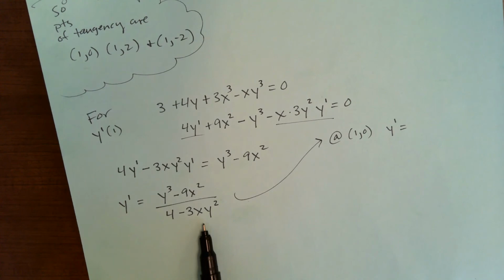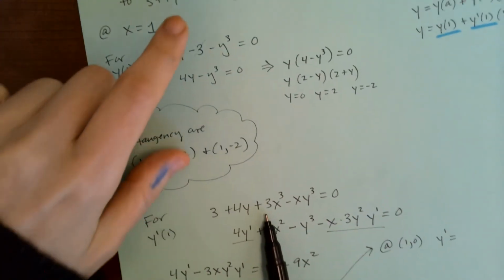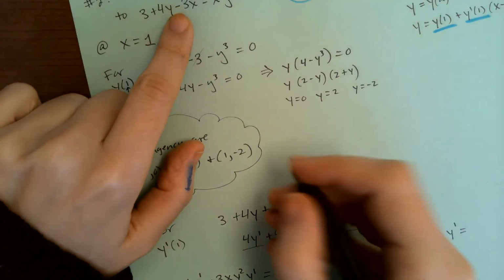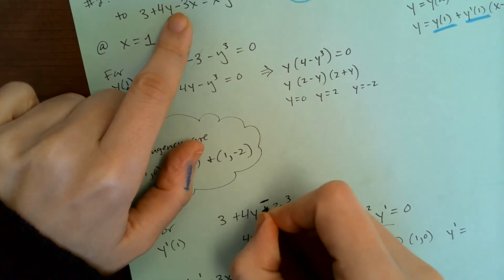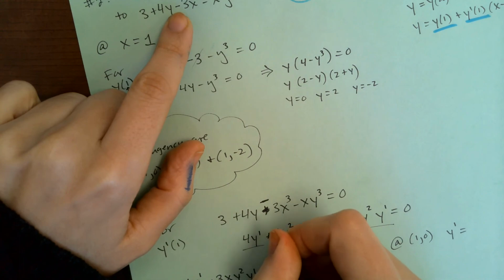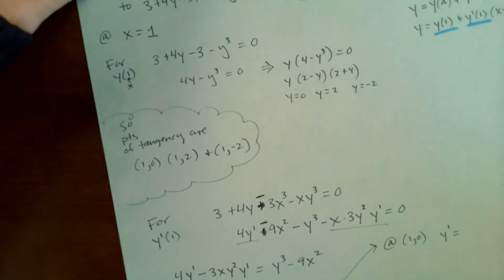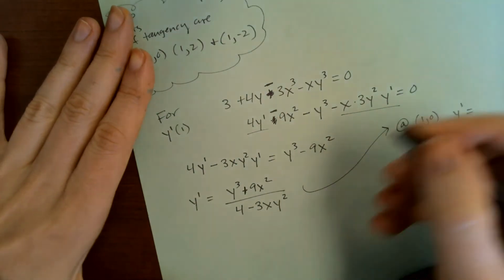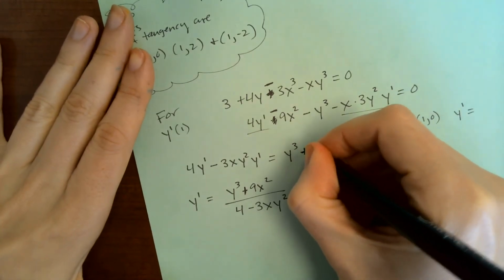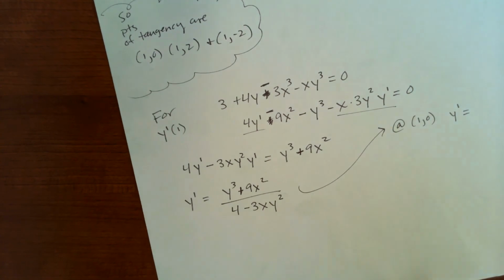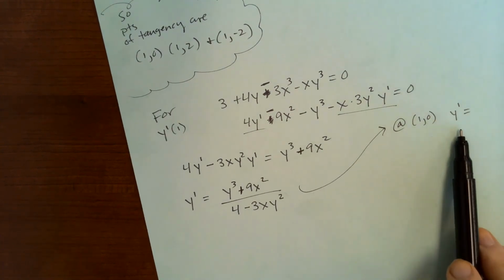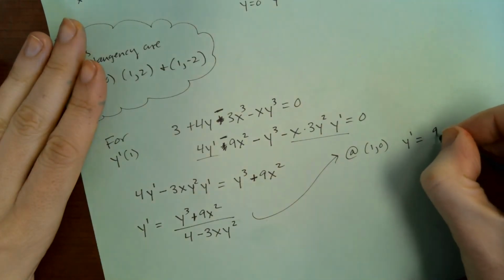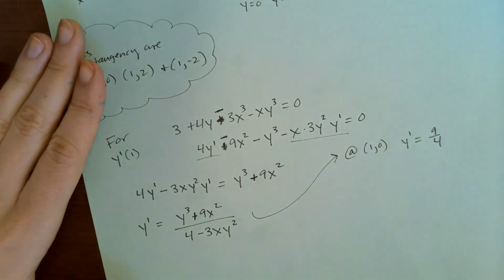Oh, okay. I wrote this down wrong. This should be minus 3x cubed. All right, I'm okay. So that's a minus, so that's a minus, so that's a plus. That is a plus. You probably saw that. Okay, so when I do this, I end up getting 9/4. I'm just plugging in for x and y.